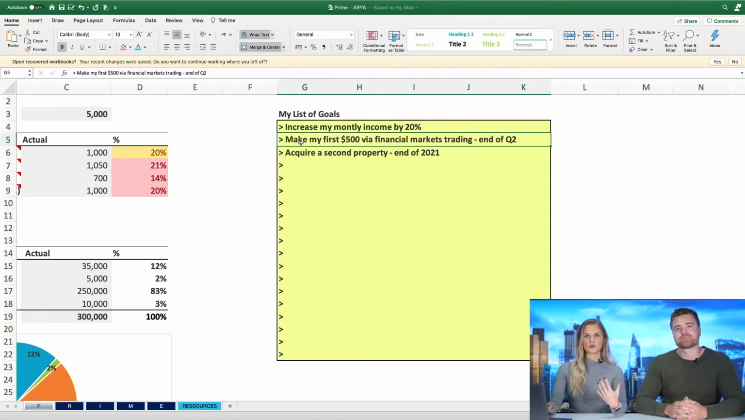Exactly. And we want you to approach your finances like a business. So this is essentially a business plan for you to see your finances, achieve those goals, and make miniature little goals in the middle to achieve the larger goal. If that makes sense. Yeah, absolutely. And again, we have make your first $500 via the financial markets and trading. Trading's a very hot topic at the moment.